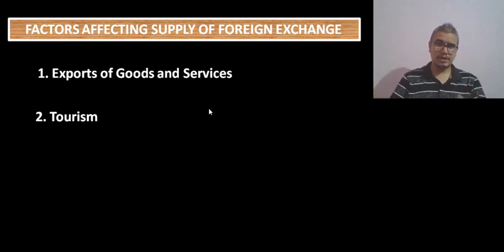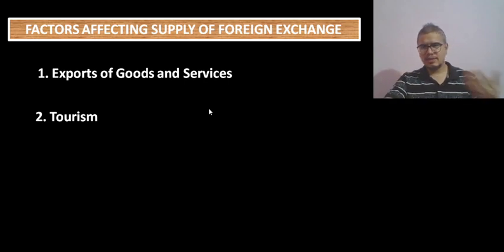Now, if tourists don't come, like in the COVID-19 situation when everything is closed down and no tourists are coming to India from abroad, then there will be less supply of foreign exchange, less supply of US dollar in India. So the supply reduces. If export rises, supply also rises. If export falls, supply also falls. If foreign tourist influx is more in India, there will be more supply of foreign exchange, and if tourist influx is less, there will be less supply of foreign exchange.